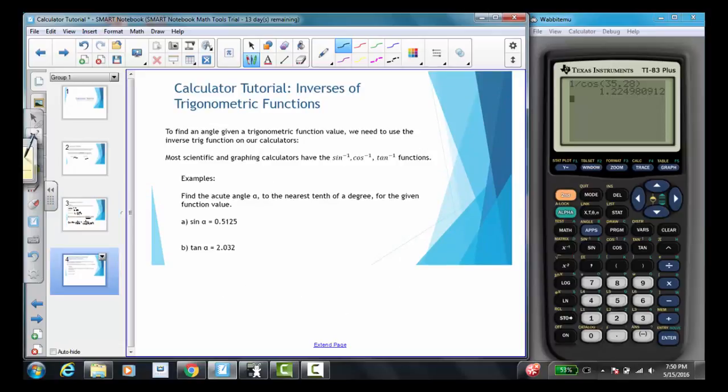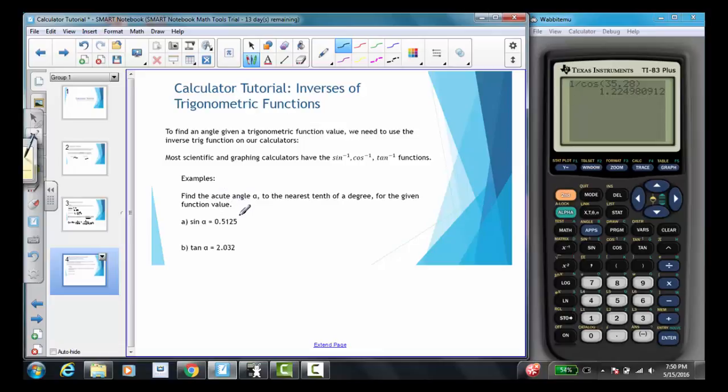So to find an angle given a trigonometric function value, we need to use the inverse trig function on our calculators. So if you look over here on my calculator, here is sine inverse, cosine inverse, and tan inverse. Notice that they're above my buttons in yellow, so that means we're going to have to use this second button in order to get to these inverse trig values.